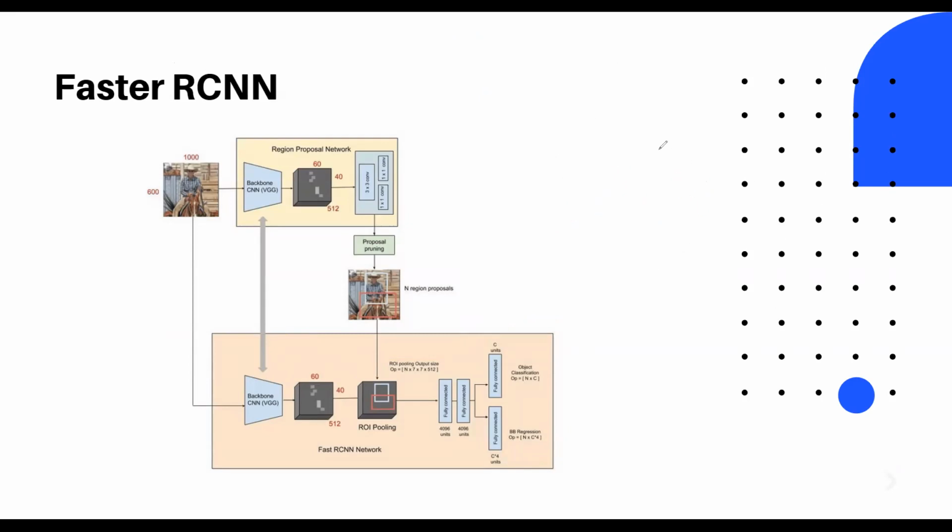But now, instead of finding the region proposals using selective search, we are finding them using a region proposal neural network. So this is RPN, or region proposal network. It's a neural network that proposes to us different regions inside the image. Let's see what it simply does.